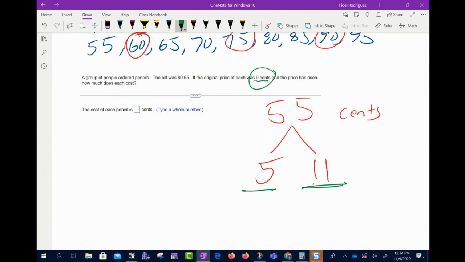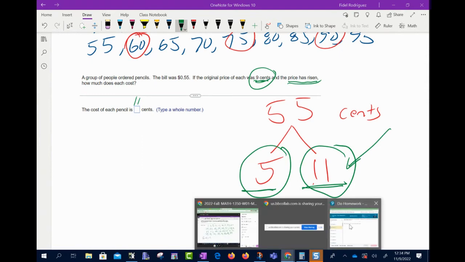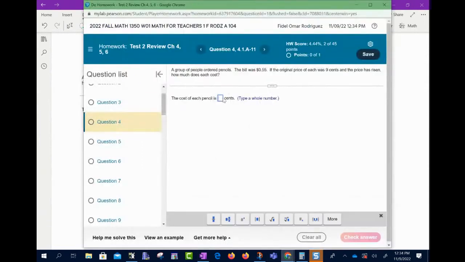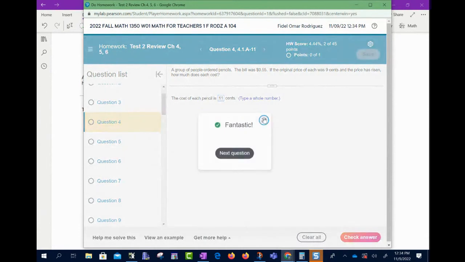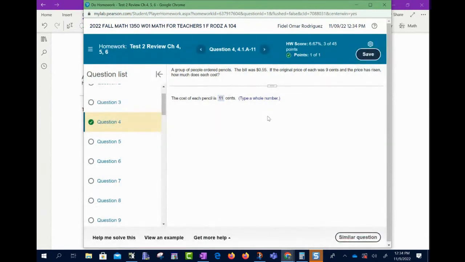Okay, now look what it says. If the original price was 9 cents and it has gone up, how much does each pencil cost? So the question is saying, would the pencils cost 5 cents or 11 cents? Well, if they used to cost 9 and it went up, they have to cost how much? 11 cents, right? So right here, y'all, we're just going to put the number 11. So we'll come back here. We're going to type in 11 and check our answer, and we got it, right? Good.